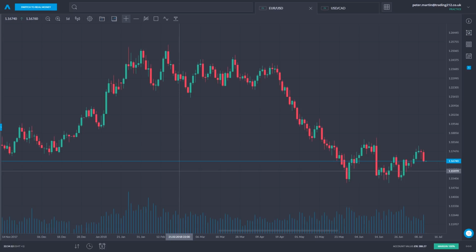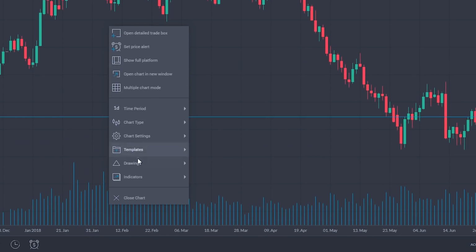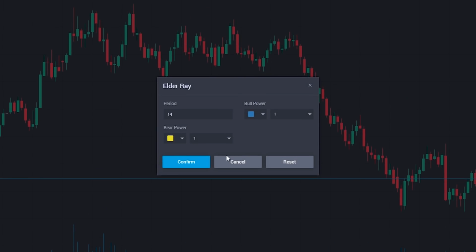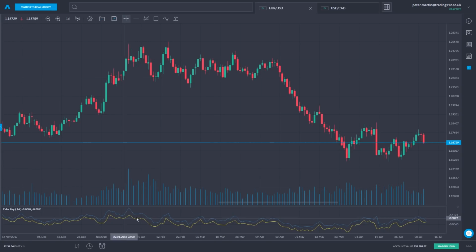Okay, so this is a chart of euro versus US dollar. It's a daily chart, and I'm going to quickly add the Elder-Ray indicator. So I right click and choose Indicators, Oscillators, Elder-Ray, and we're presented with the default settings. We can configure these whichever way we want. The default values are 14 for period, blue for bull power, and yellow for bear power. I'm quite happy with the default, so I'll just click confirm, and then we get the Elder-Ray indicator at the bottom of the screen. The blue line, as we said, is bull power, the yellow line is bear power.